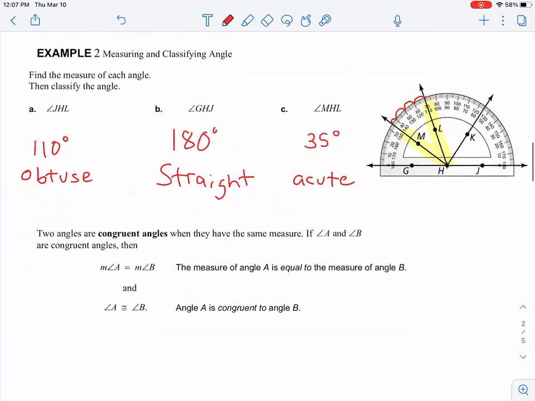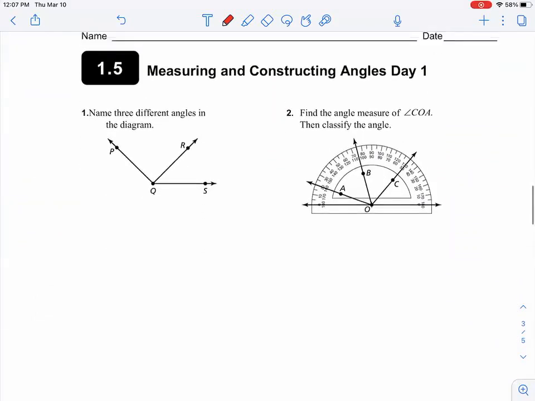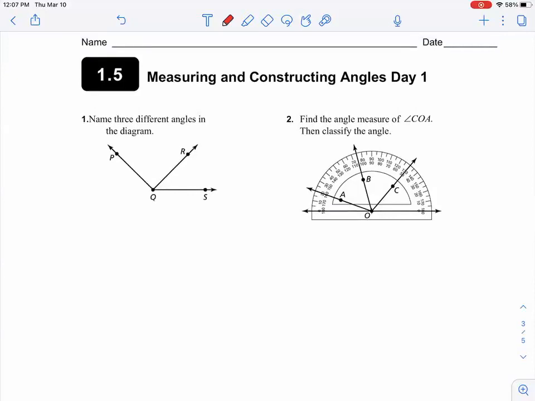All right, let's scroll down to these two questions. These are the two things that we just did. Let's take 5 minutes or maybe less and do these two problems. We'll go over them in just a couple of minutes.